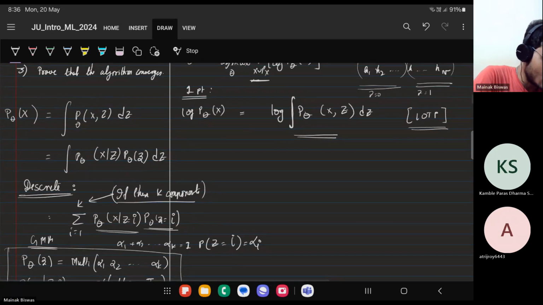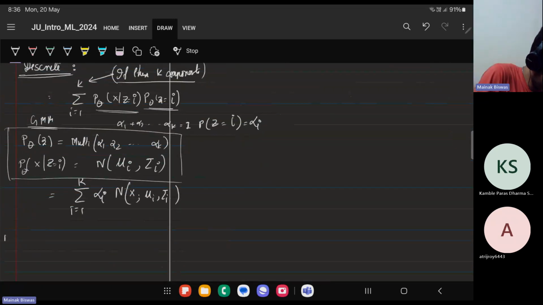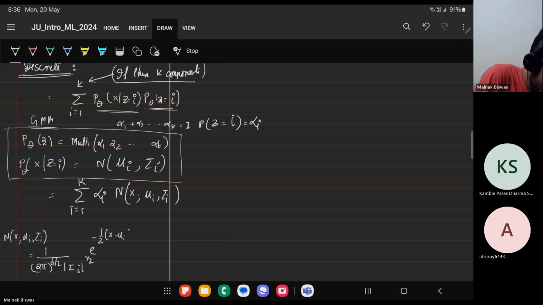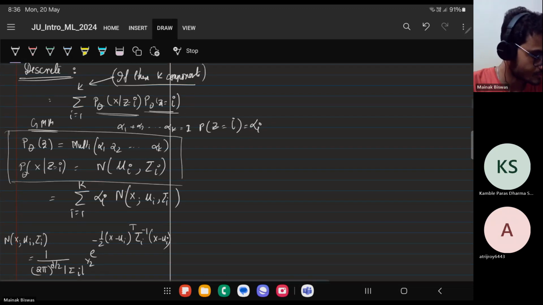I'll also write down the distribution for a normal for a data point x with mu i, sigma i. What is the PDF which I'll be using? Do you remember? This is your distribution. This is the PDF.